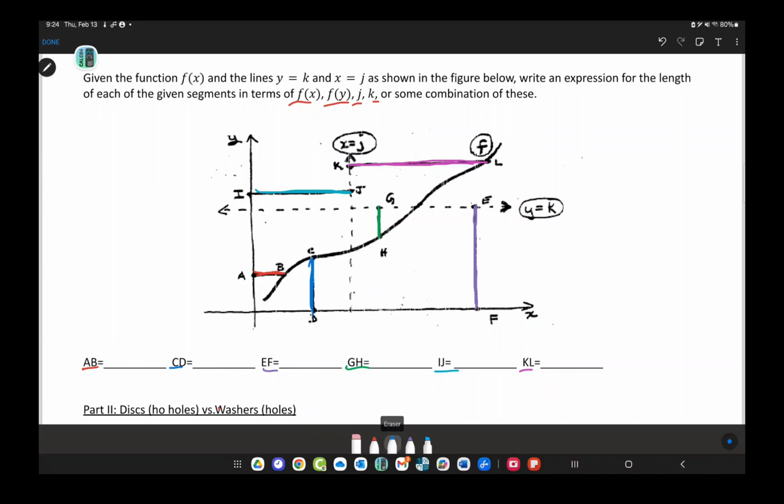What is f of x? The function is the big line. My function, this big line here, is f. So if I wanted CD, I would just find f of x at that point. Well, not at D, those are just the endpoints of those segments. So whatever that x value is.